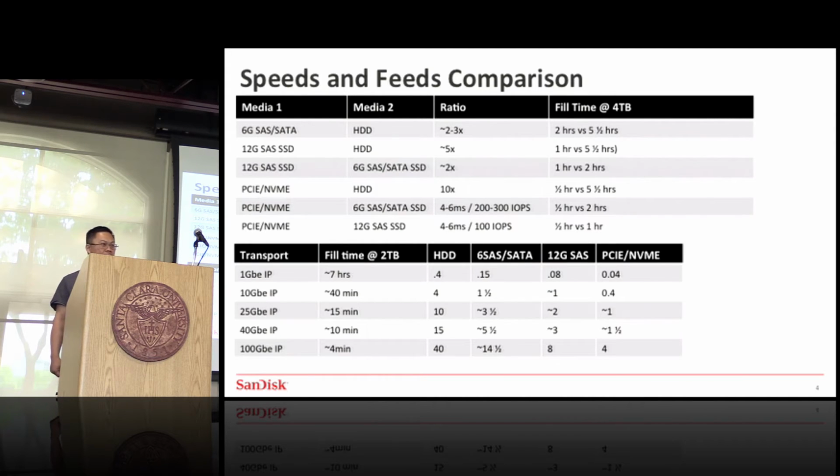Your 2 terabyte in-memory cluster, where you have a cluster of maybe 12 servers or even more, you can fill with the right infrastructure in a very short period of time, measured in minutes and not necessarily hours as in the past. As you look at the gigabit to fill 2 terabytes, that's about 7 hours. But when you start looking at much faster, at 25 gigabit, you're at 15 minutes. At 40 gigabit, you're at 10 minutes.